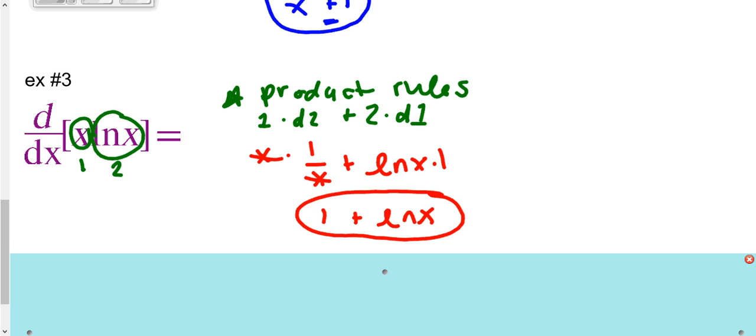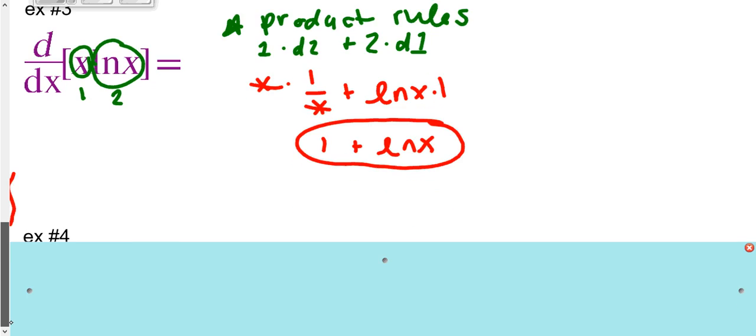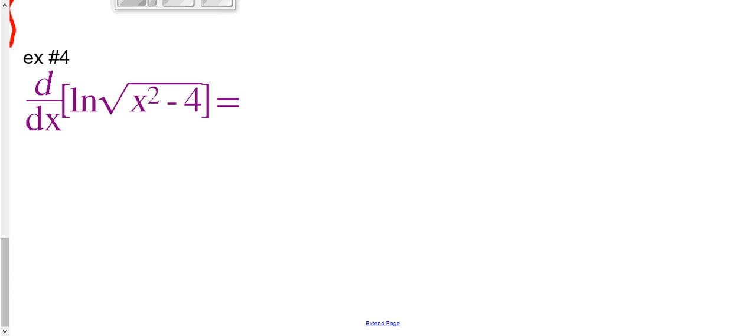Then, let's look at the next one. Example 4. Let's get rid of that. There we go. Okay, cool. So we have the derivative of ln of the square root of x squared plus 4. Well, this would be chain rule, except this is an ln problem. So we can rewrite these.